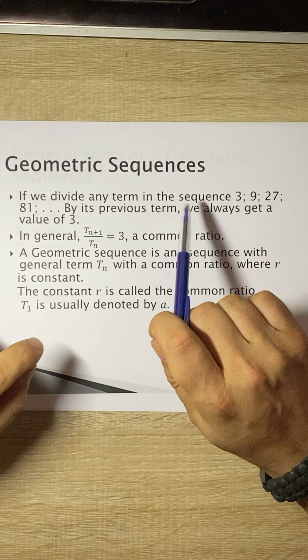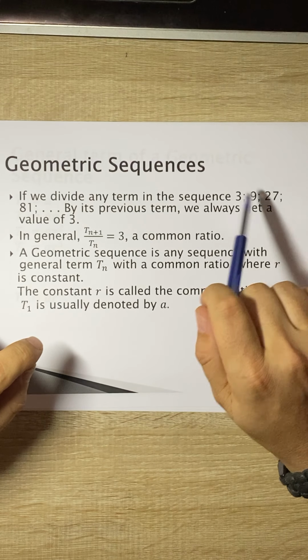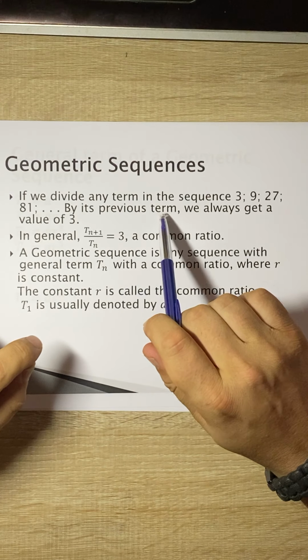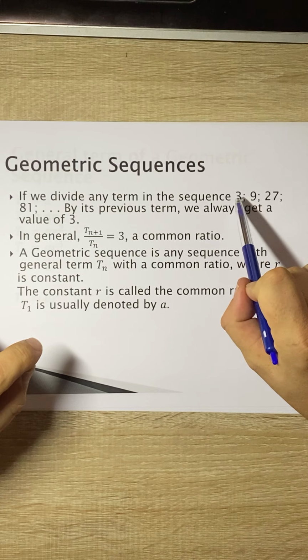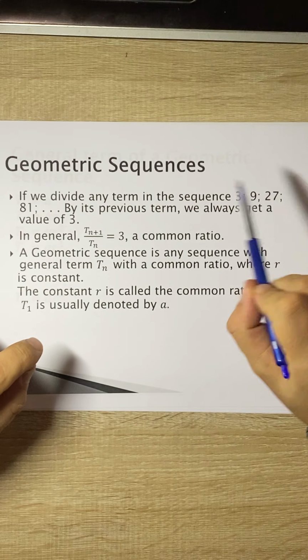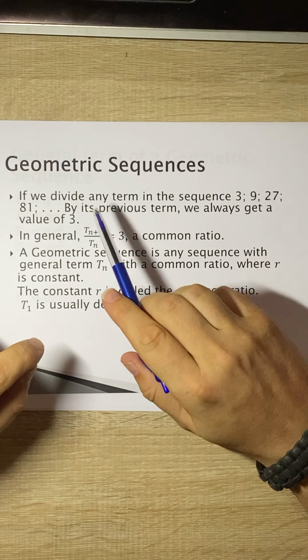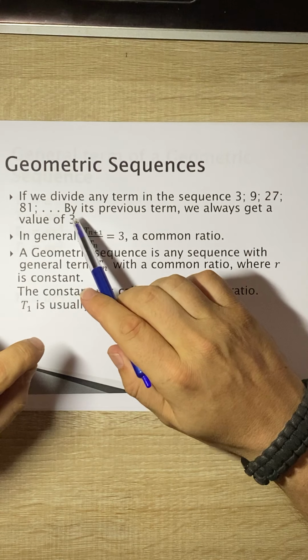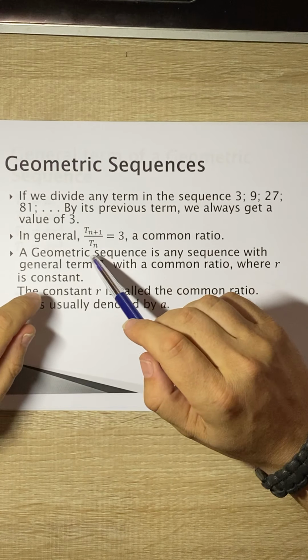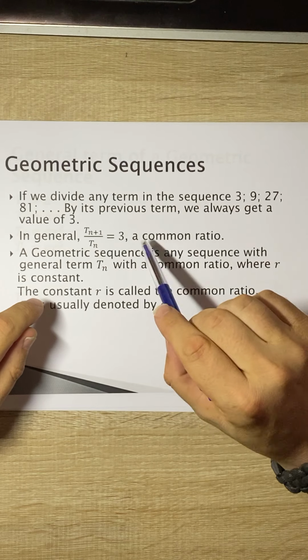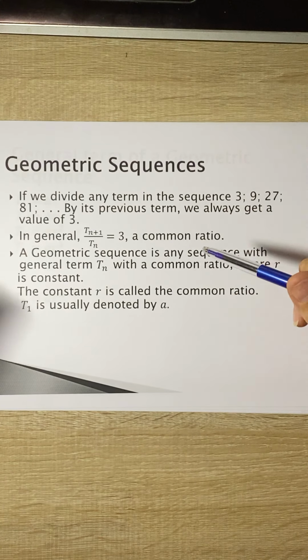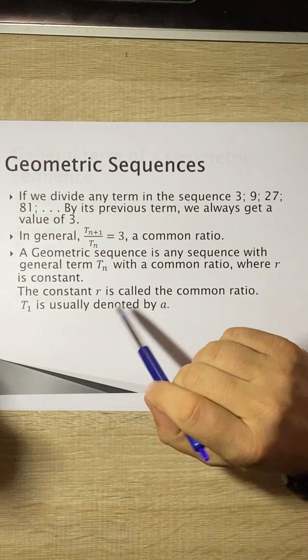If we just go through the notes here quickly, geometric sequences. If we divide any term in the sequence 3, 9, 27, 81 by its previous term, in other words, if we take 9 divided by 3, or 27 divided by 9, or 81 divided by 27, we will always get a value of 3. Now, in general, Tn plus 1 over Tn is equal to 3, which is the common ratio. Don't worry, grade 12s, I'm going to summarize it on the next page.